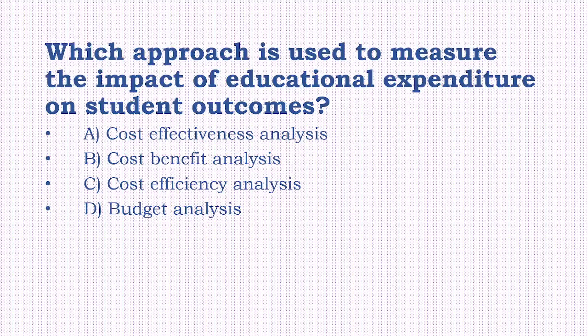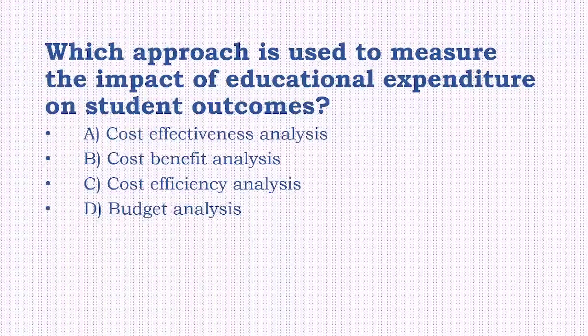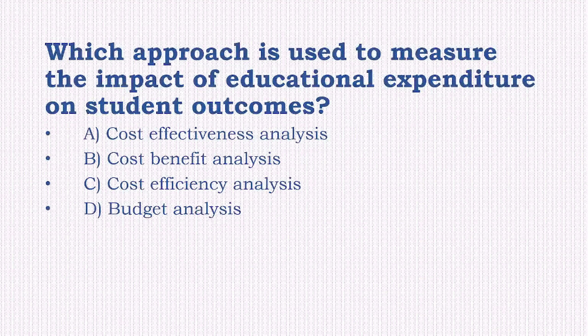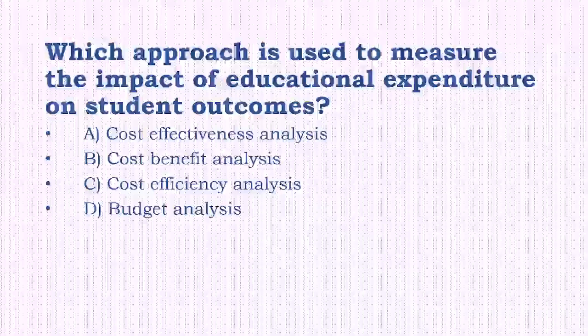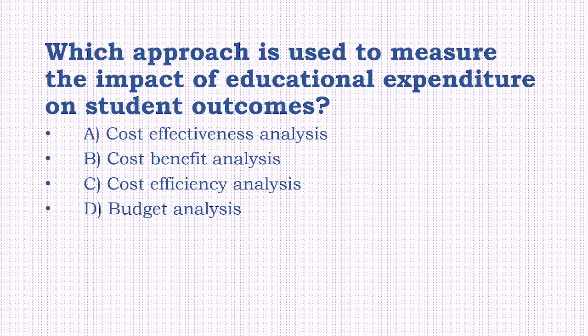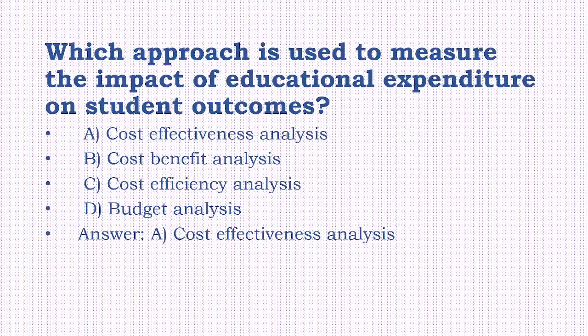Next, which approach is used to measure the impact of educational expenditure on student outcomes? Option: cost effectiveness analysis, cost benefit analysis, cost efficiency analysis, budget analysis. Answer of this question is option A, that is cost effectiveness analysis.